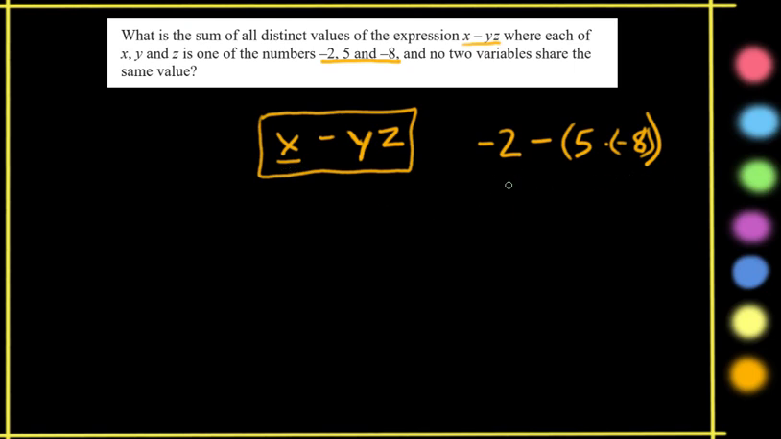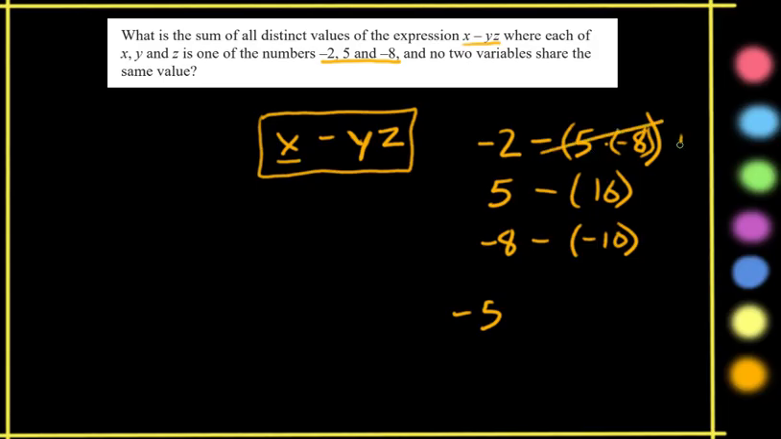This is 1. The next one is to choose 5 for x, which gives us y and z being negative 2 and negative 8, which gives us 16 for the product. And then negative 8 for x, we're going to subtract the product of negative 2 and 5, which is negative 10. And so basically we just have to add these things all together. If we add these first 3 here, we get negative 5. And then these ones, let's see, maybe I'll write this whole thing, negative 40, that's just going to be 40.